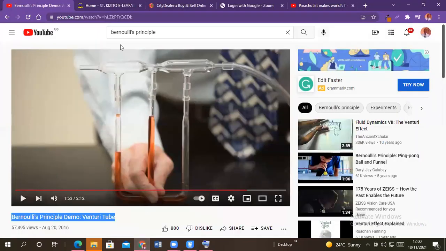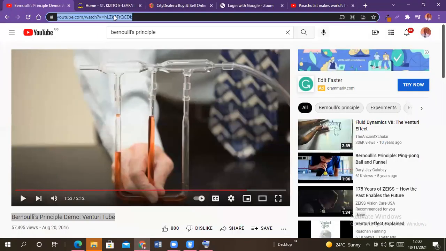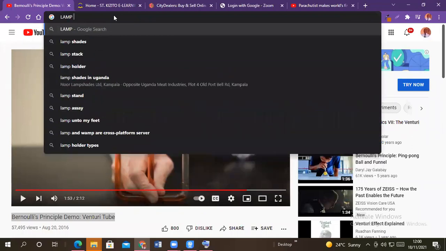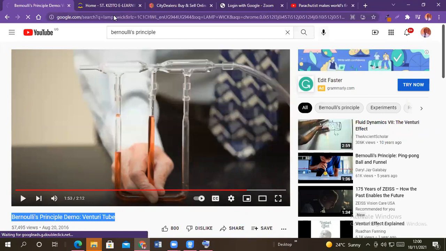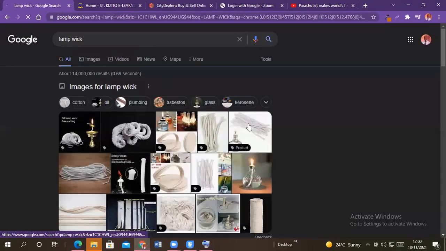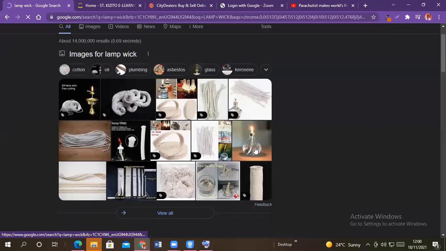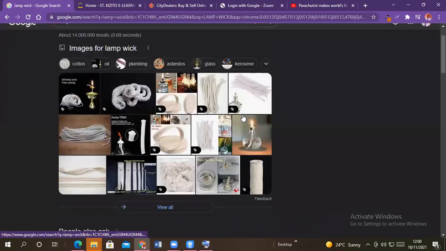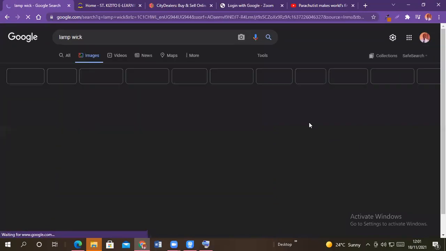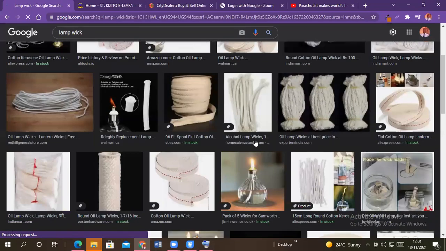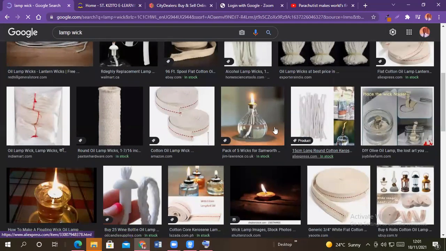Dakia, my dear, you are there, you don't know what a lamp wick is? Let me show you. Lamp wick. You have remembered? You know what a lamp wick is? These are lamp wicks, these ones here. I think you can see them. Very many. So you have seen mommy doing this.